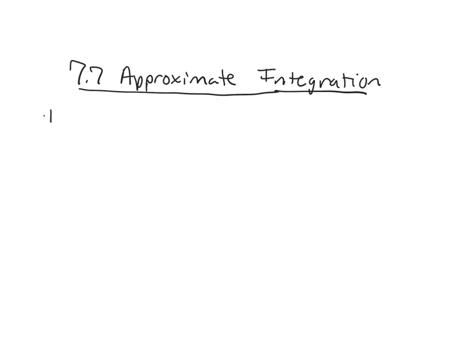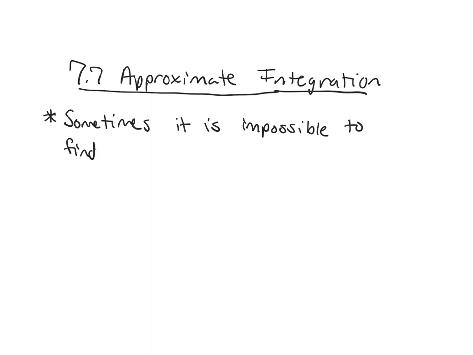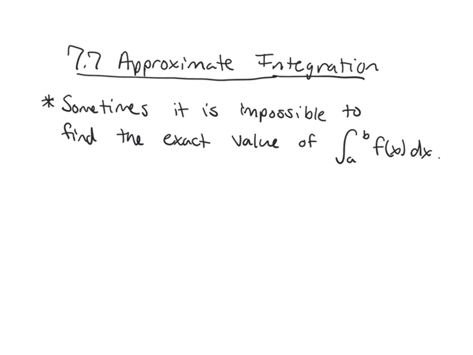So what I'm saying is that sometimes it is impossible to find the exact value of a definite integral. So let's say a to b of some function. So I want to tell you why I'm saying that this is impossible. Okay, so why?